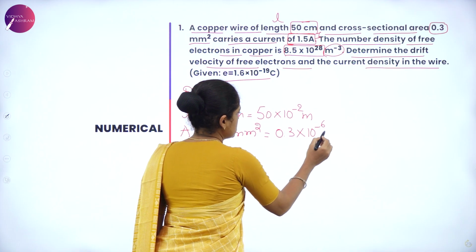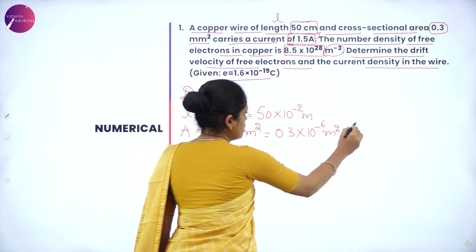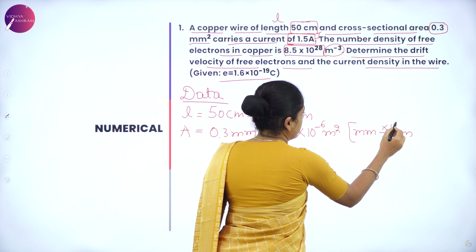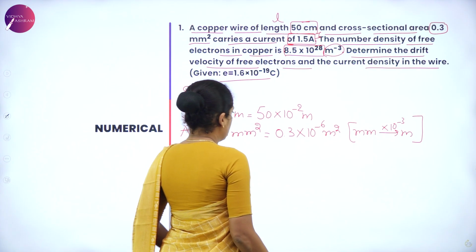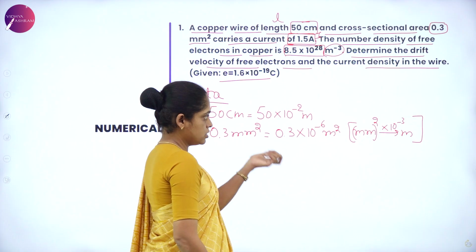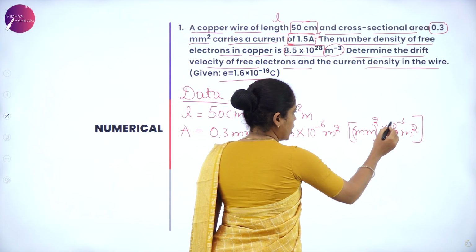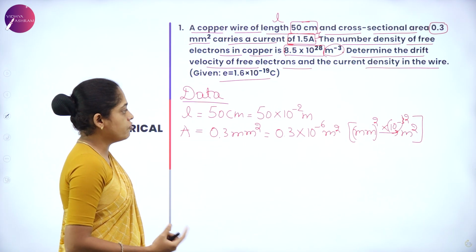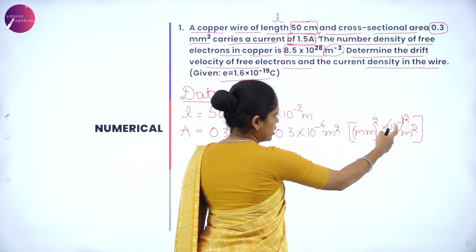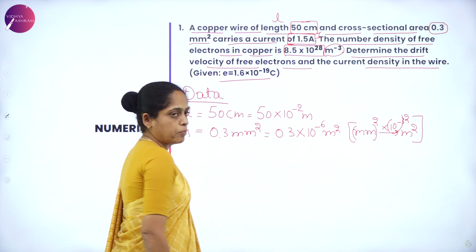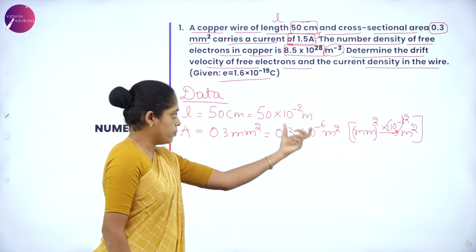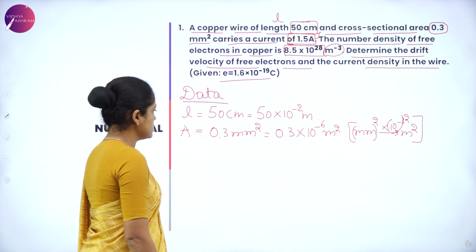10 power minus 6, because millimeter to meter conversion factor is 10 power minus 3, but here we have millimeter square to meter square, then I have to square the conversion factor. So when I square the conversion factor 10 power minus 3, then I get 10 power minus 6. So millimeter square to meter square is 10 power minus 6.